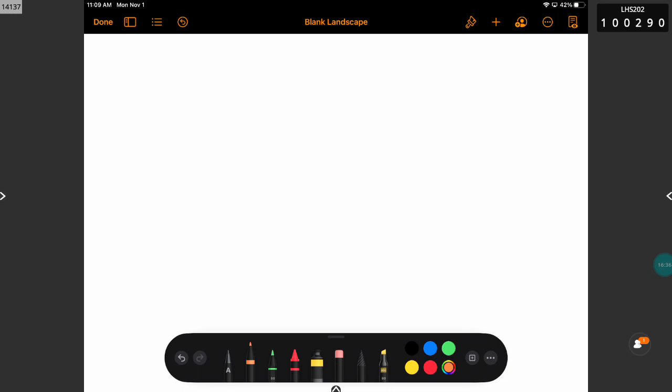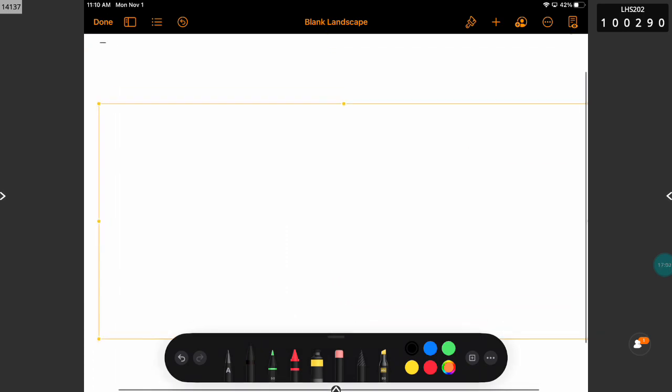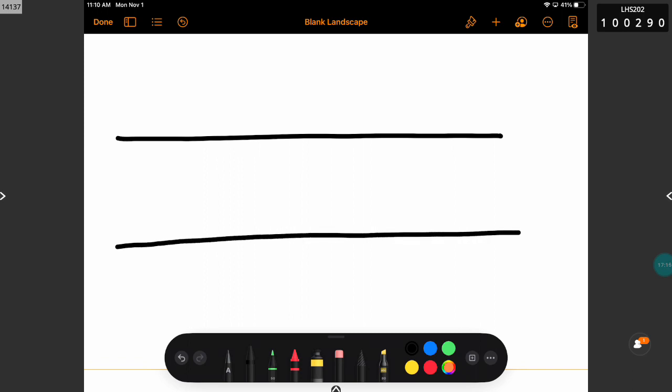All right, what I want you to do is draw a straight line going across the page. Once you draw one, I want you to draw a parallel line right underneath it. I want you to label the top line P and the bottom line A.